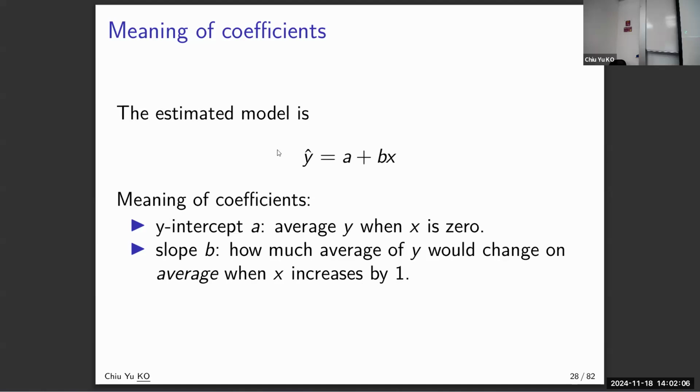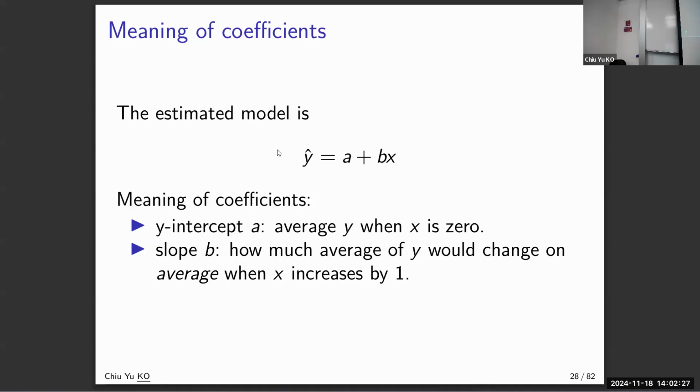Suppose X is education and Y is income. A would be saying that people have no education. But in Hong Kong and many places in the world, we have compulsory education, so no one actually has no education. So this number A will not be very meaningful, but it's there.